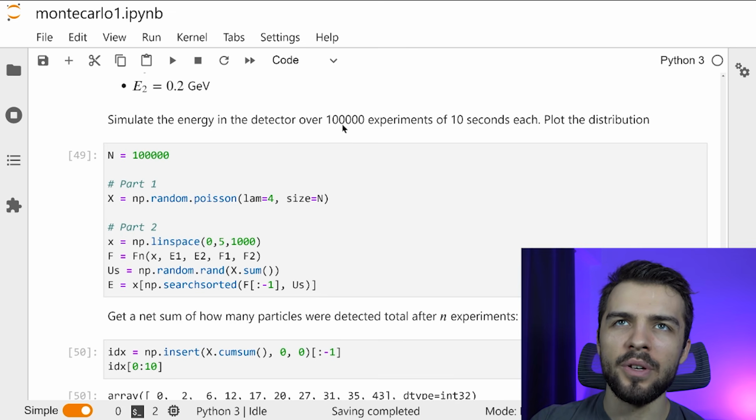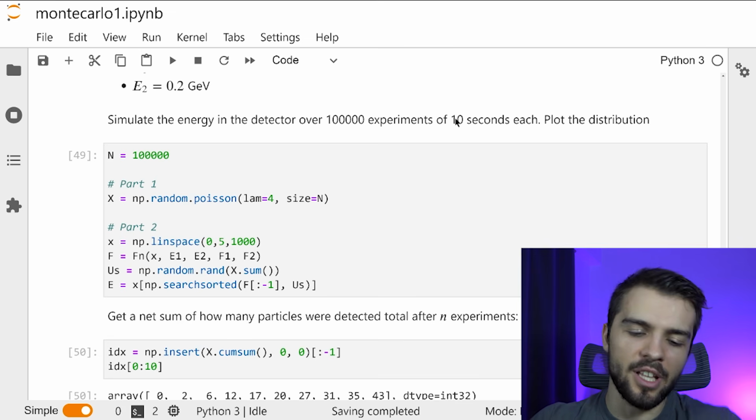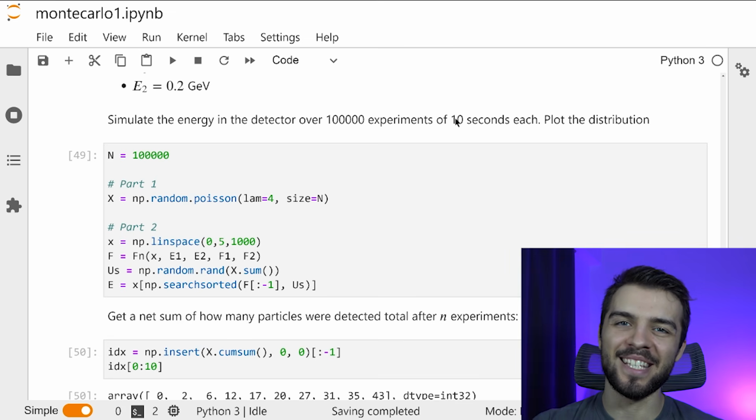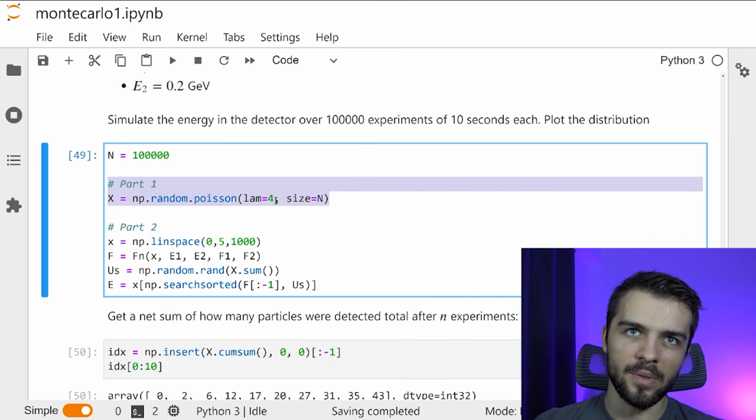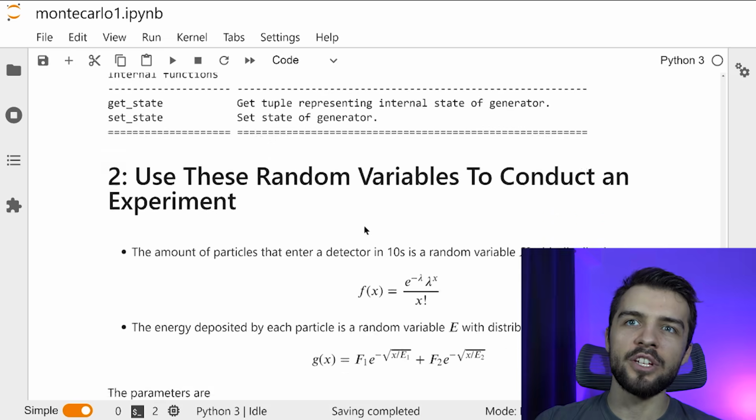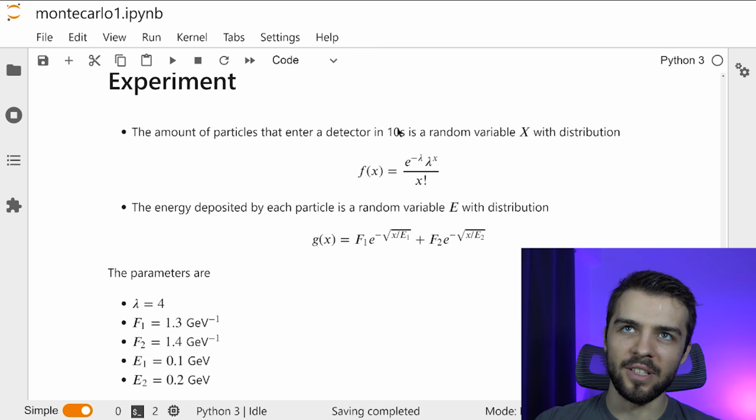So let's do 100,000 experiments of 10 seconds each. That'll give us a lot of statistics. Obviously in real life you can't do this, and this is the nice thing about Monte Carlo: I can generate 100,000 experiments of 10 seconds each. So here n is 100,000. I'm going to generate 100,000 Poisson variables with lambda equals 4. So for each experiment, that will tell me how many particles are detected in a 10-second period.